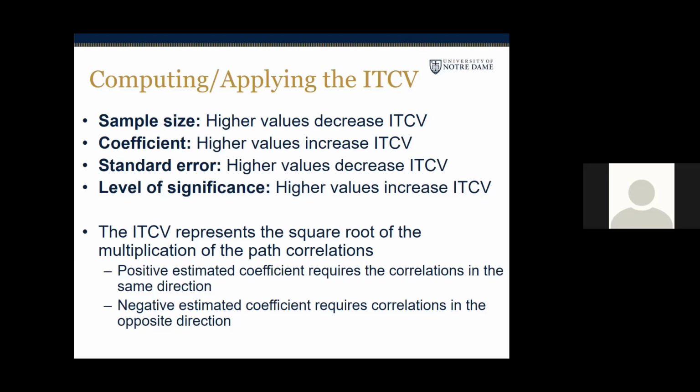So if you have a positive coefficient in your model, the omitted variable would have to have either a positive relationship with the IV and the DV or a negative relationship with both, but not inverse. And if the coefficient is negative, the inverse would be true. It would have to have an opposing relationship.